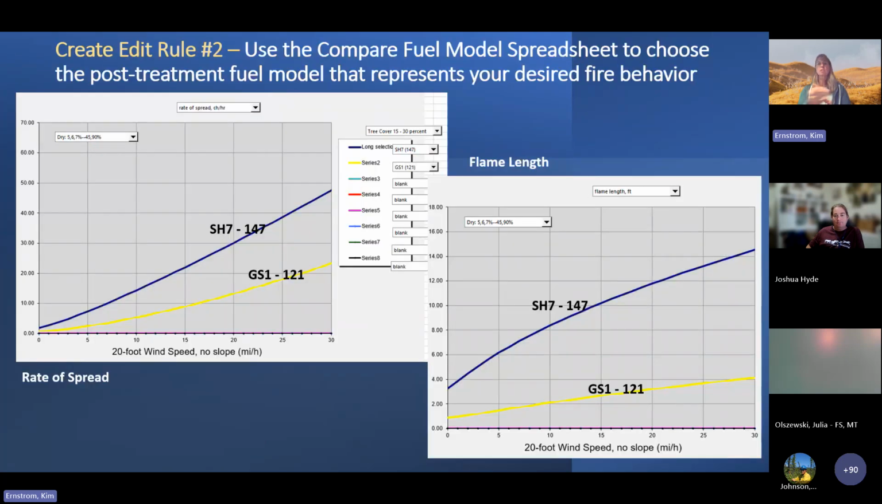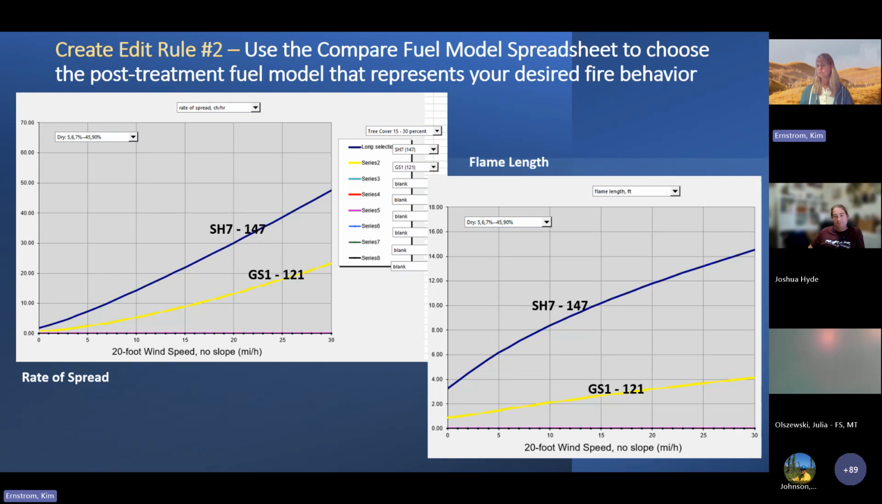So this is where I can use the compare fuel model spreadsheet, right? I have an SH7 in there, but I really need to bring that fire behavior down. So what fuel model reflects the fire behavior that I'm after? And this might seem backwards to some people because some people want to pick the fuel model, right? But I really want you to pick the fire behavior and then go find the fuel model that matches that fire behavior, because that's really what fuel models are, right? They're just representations of fire behavior. So that's why we can use the compare fuel model spreadsheet to pick and choose and say, okay, what fuel model is really going to reflect the fire behavior that I want?